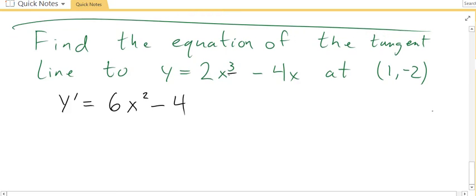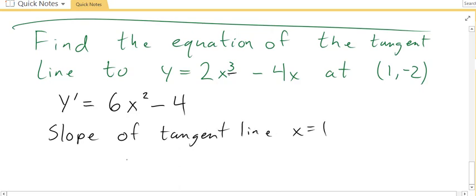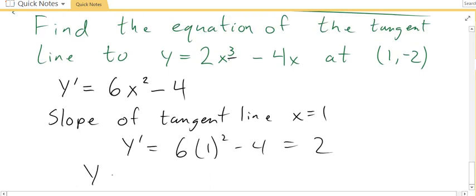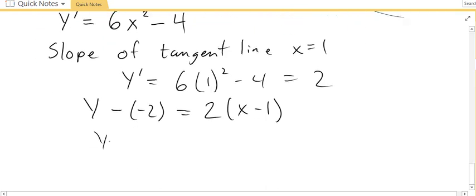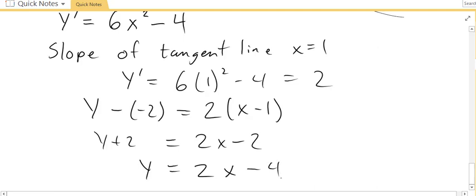So if we want to find the slope of the tangent line when x equals 1, we'll plug x in, and then y prime is going to be 6 times 1 squared minus 4, so we get 2. And now we can go ahead and plot this. We're going to have y minus negative 2 equals 2 times x minus 1 using our point slope form and our point up here. So we'll have y plus 2 is equal to 2x minus 2. And so solving, we get y equals 2x minus 4.